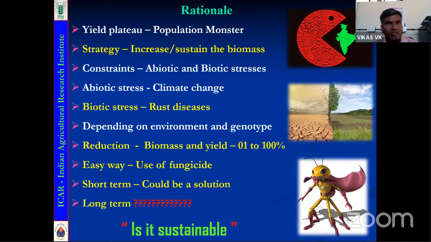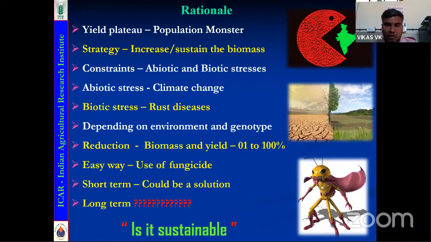There are a lot of biotic stresses in wheat, out of which rust plays a significant role. Depending upon the environment and the genotype, the rust can cause a yield loss ranging from 1 to 100% because the range is very high. That's the significance of wheat rust. There are methods like the easy way, the use of fungicides, which in the short term could be a solution. But in the long term, is it sustainable? That's the big question.